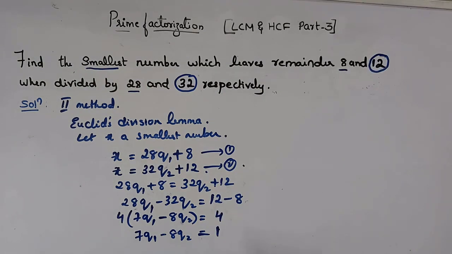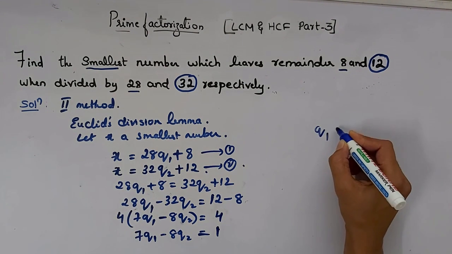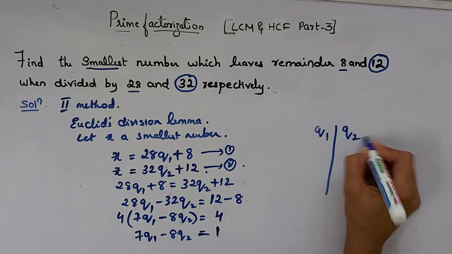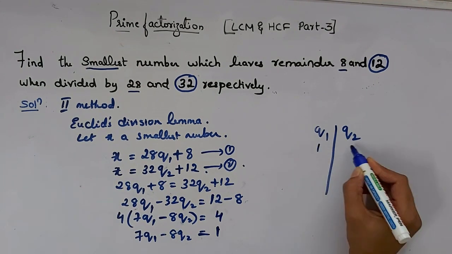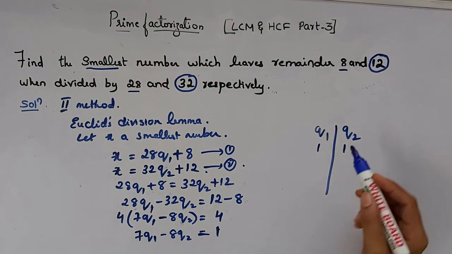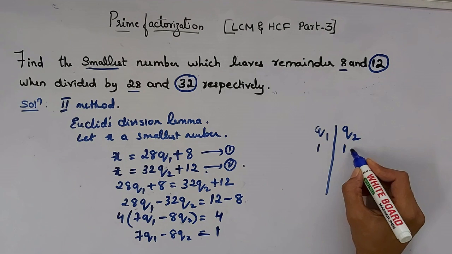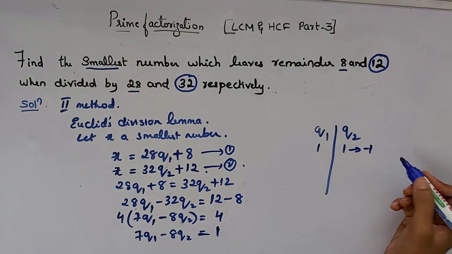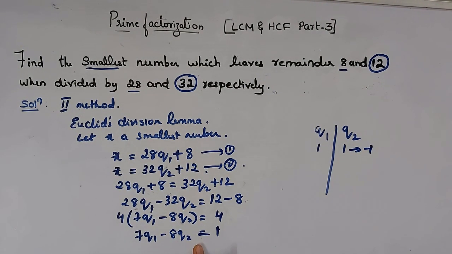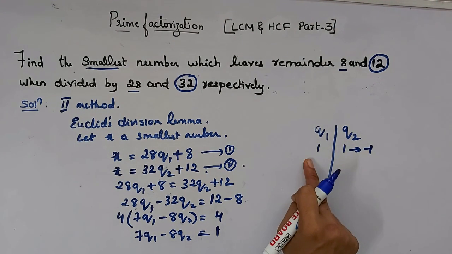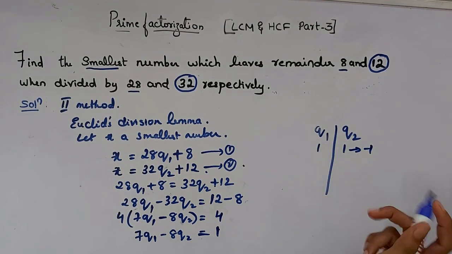So we have to check now for what values of q1 and q2 will give you 1. For that we have to go to the trial and error method. Let's take q1 as 1 and q2 as 1. When you substitute 1 and 1 in this equation, that is 7 into 1 minus 8 into 1, which is minus 1. So this will not satisfy this equation. We want plus 1. So q1 has to be a greater number in order to get a positive number, right?